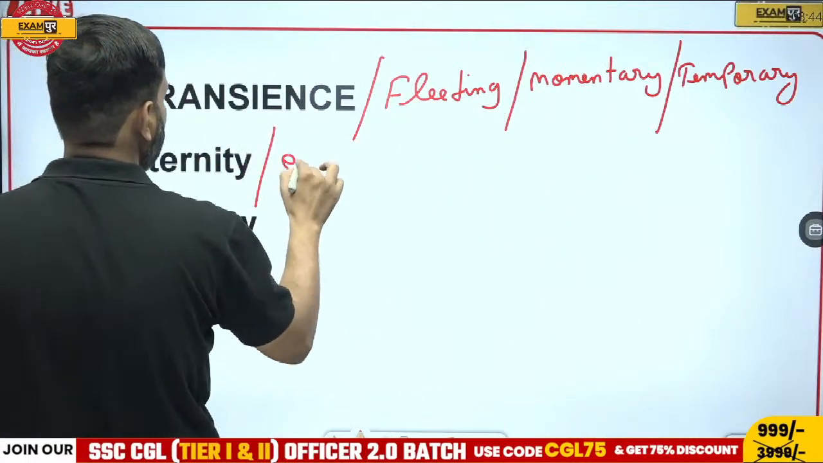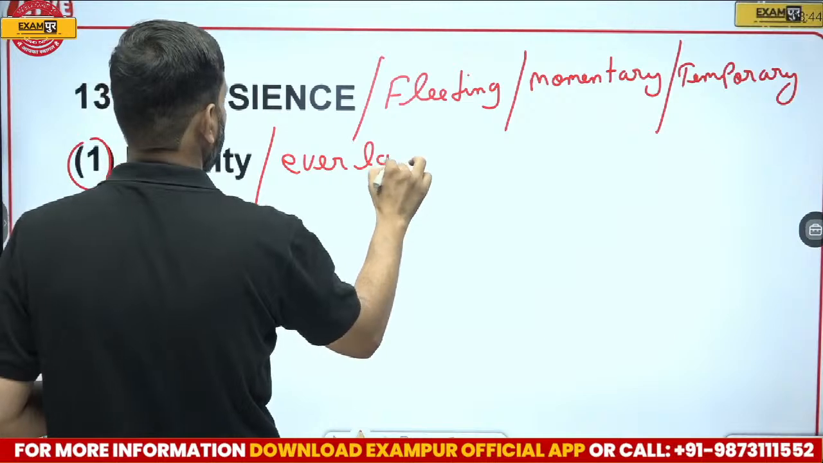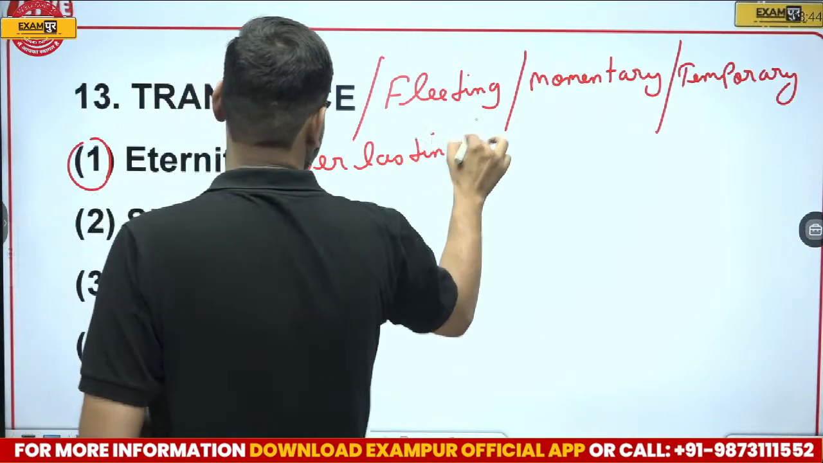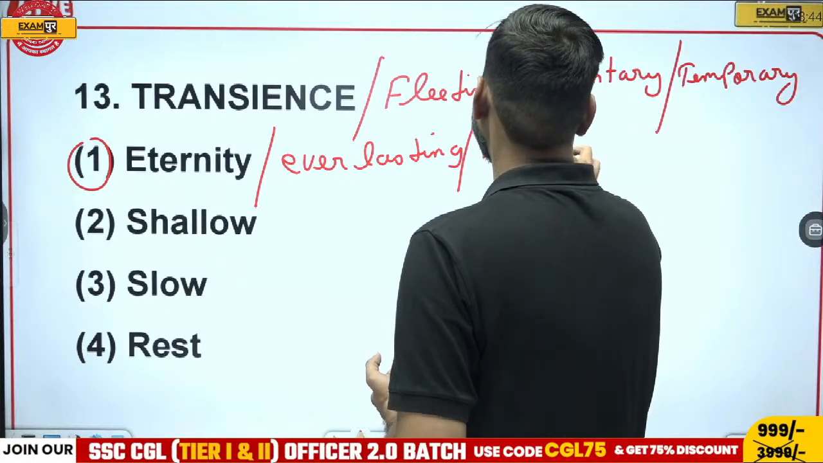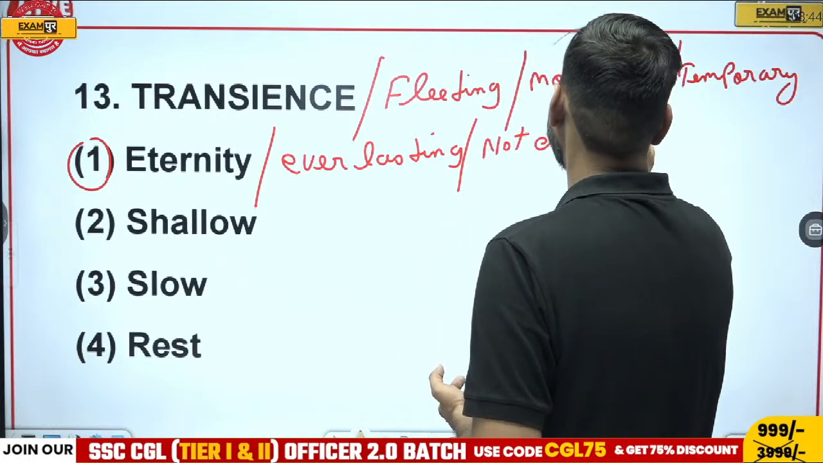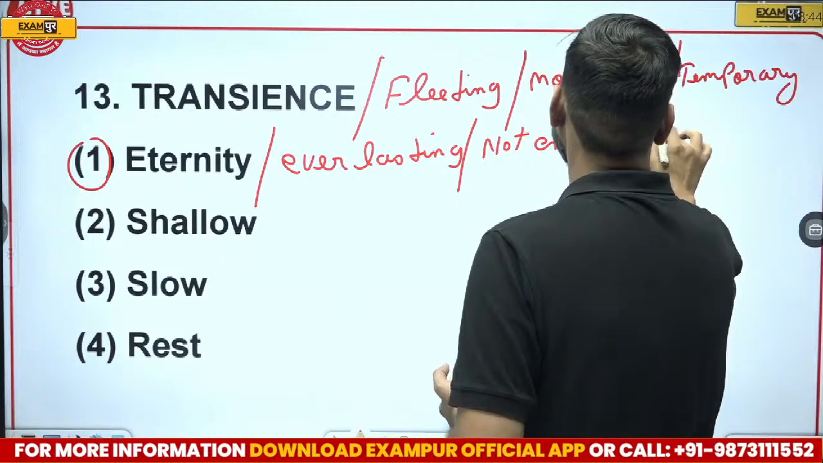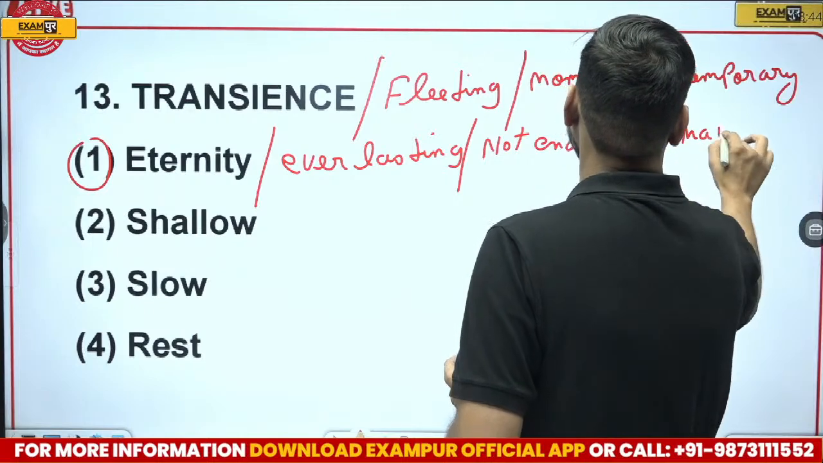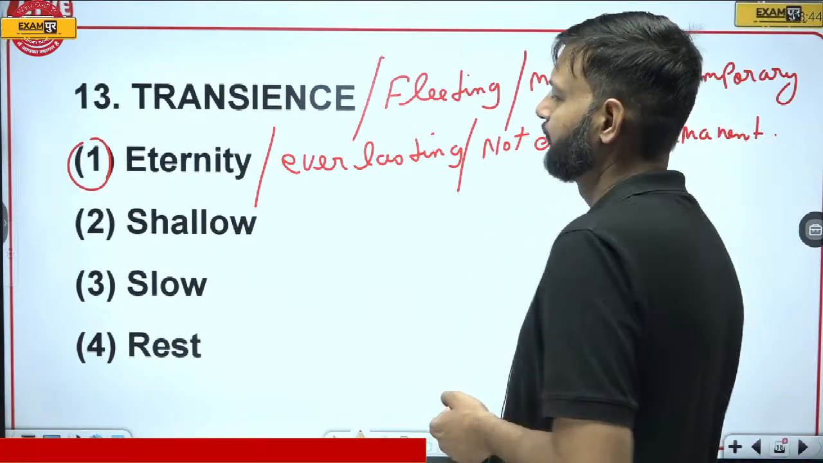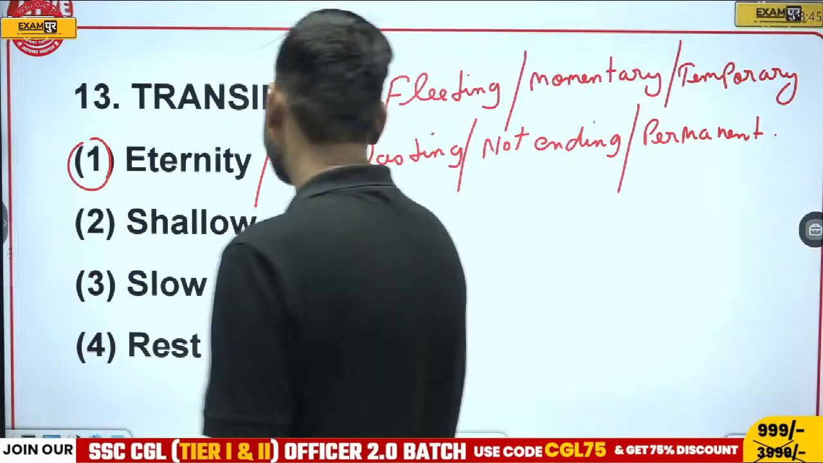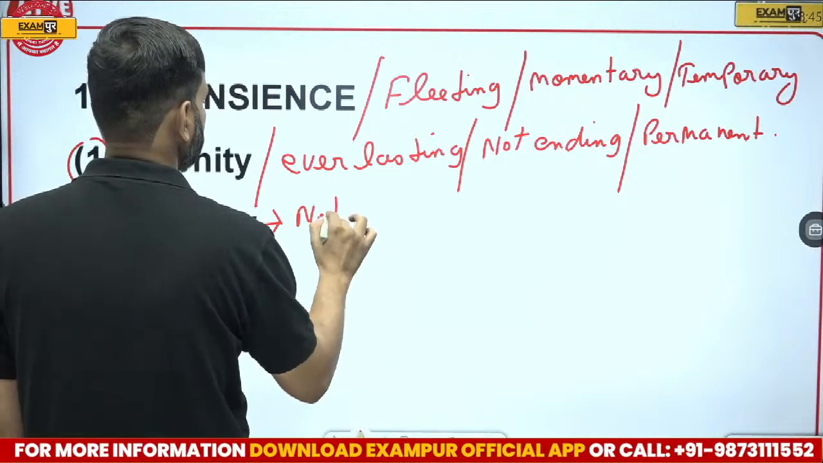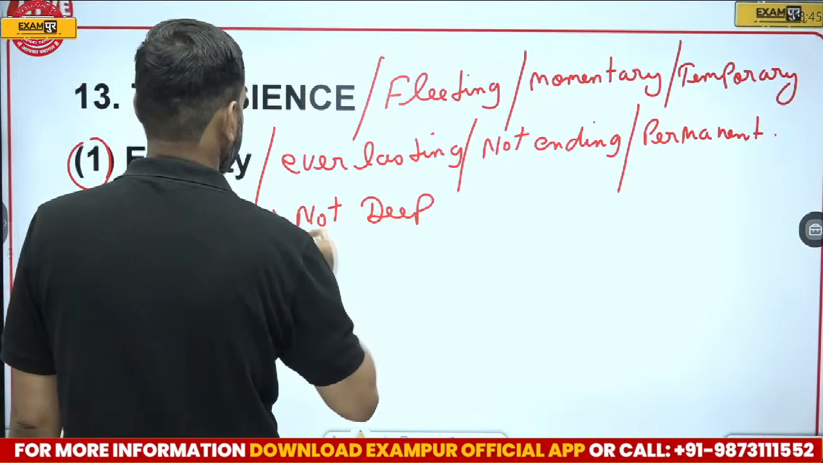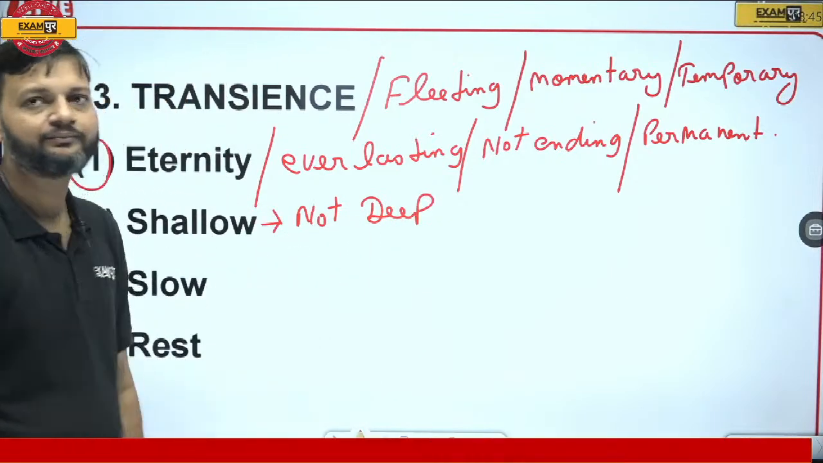Eternity means everlasting, or not ending, or we can say permanent. Okay, shallow means something which is not deep.